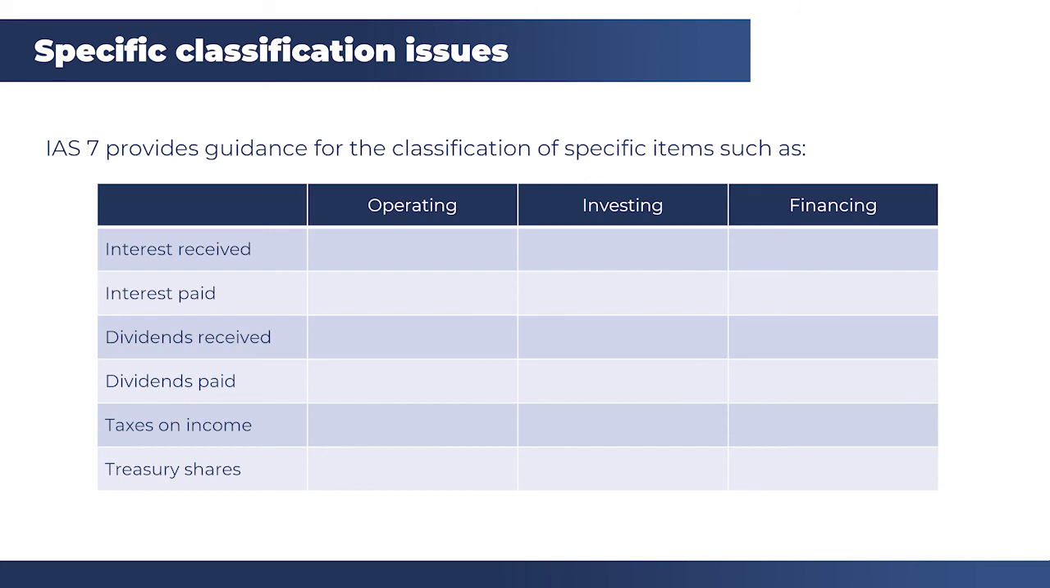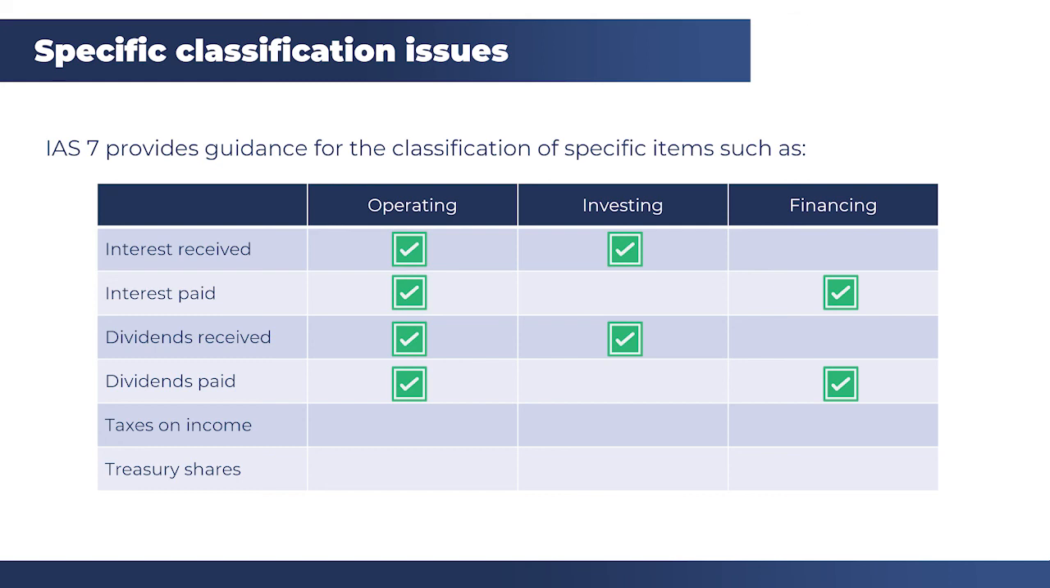IAS 7 provides guidance for the classification of specific items. An entity is required to disclose separately cash flows from interests and dividends received and paid, and their classification as either operating, investing, or financing activities should be consistent from period to period. Interest received can be operating or investing activities. Interest paid can be operating or financing activities. Dividends received can be operating or investing activities. Dividends paid can be operating or financing activities.